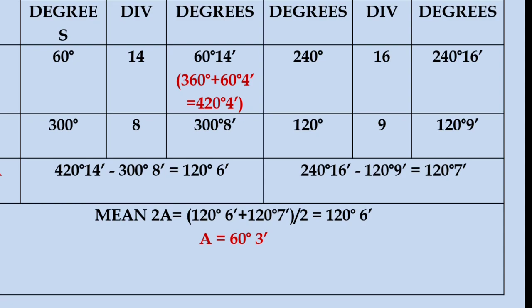Then half a second will be there, but let's not bother about it. So let's write 120 degree, 6 minutes. For A, you have to divide that by 2. So A will be equal to 60 degree, 3 minutes.